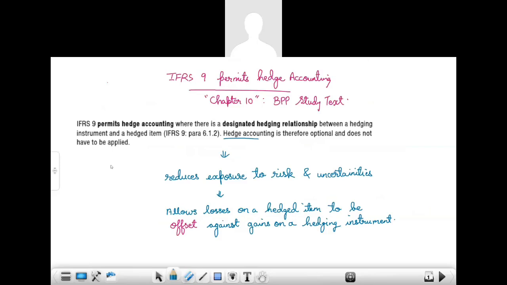What is hedge accounting? There are very few topics, I would say 2-3 terminologies that we need to understand about hedge accounting under IFRS 9. Actually, why is hedging done? What is a hedge?